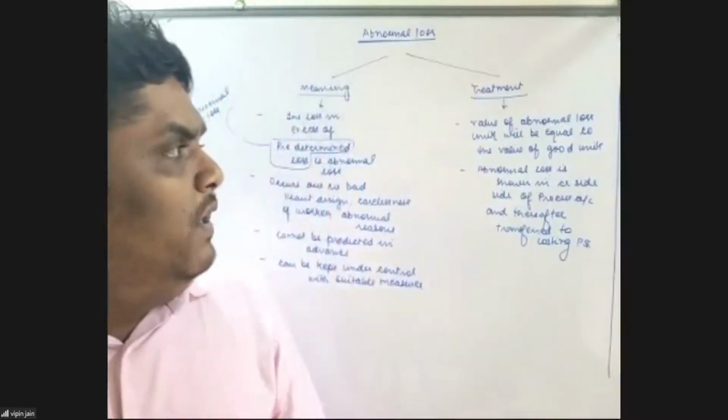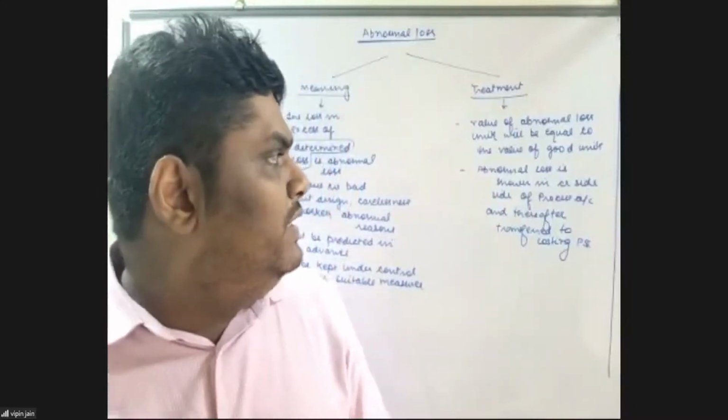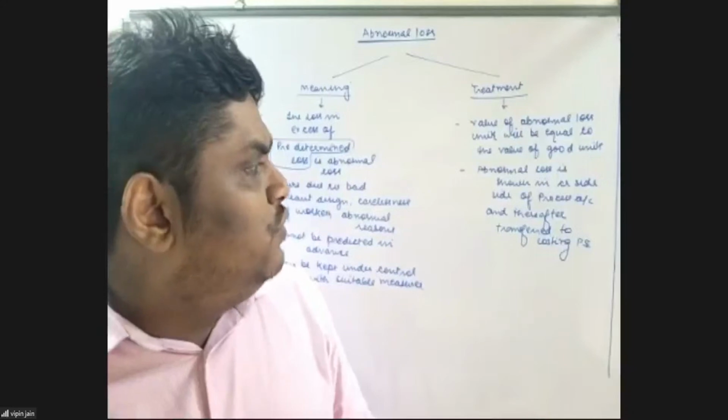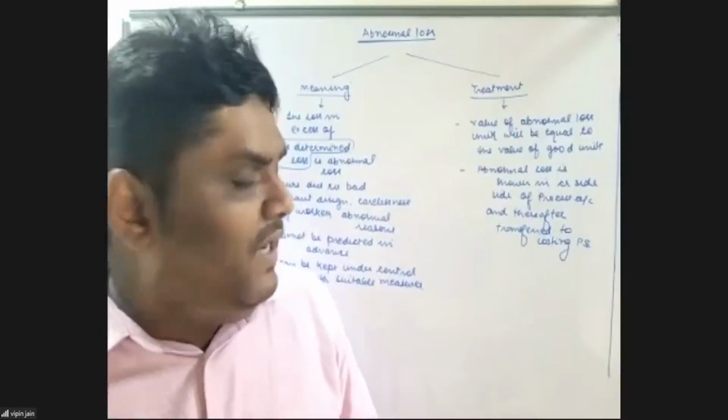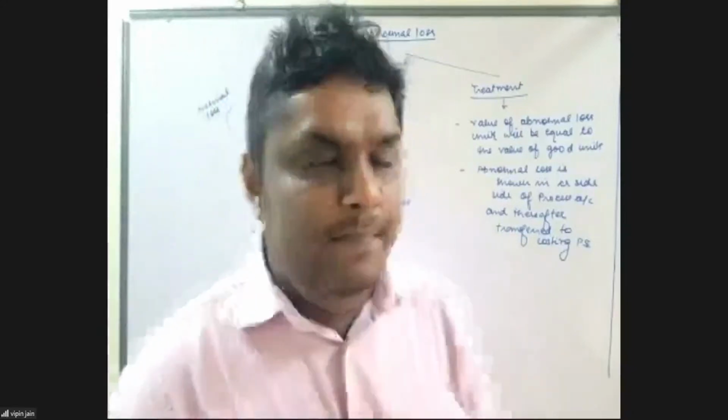The value of abnormal loss will be equal to the value of good units. Further, abnormal loss is shown in the credit side of process account and thereafter transferred to costing P&L.